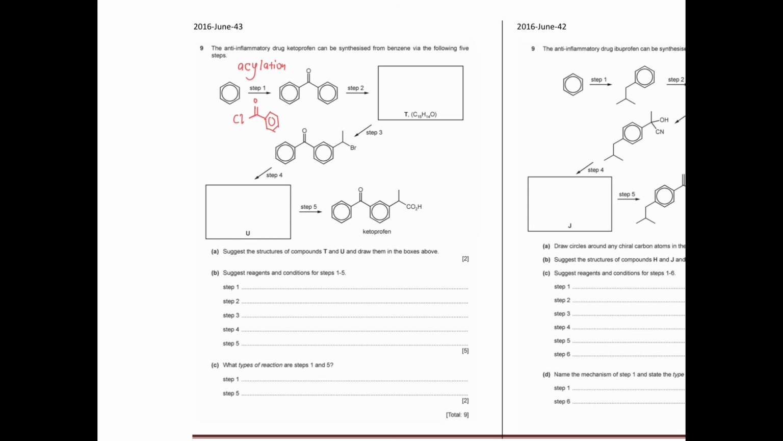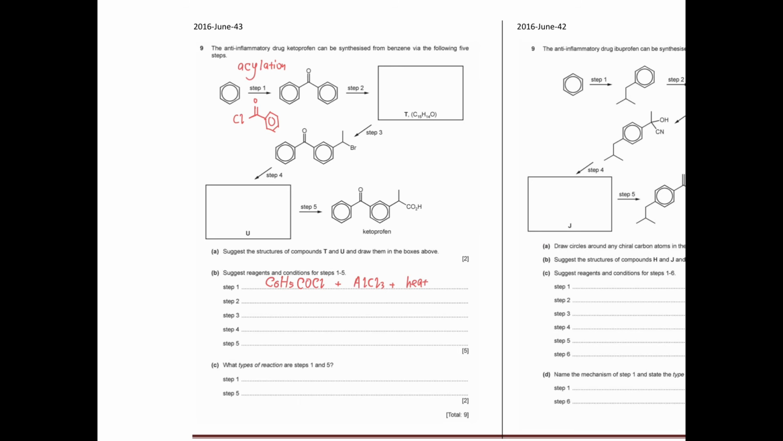If you want to draw this, it's a bit hard because there is very limited space. So let us write down the structural formula. The benzene ring is C6H5, then the COCl. Okay, this one is acceptable also. And for the condition, we need the catalyst, aluminum chloride. So that is step 1.